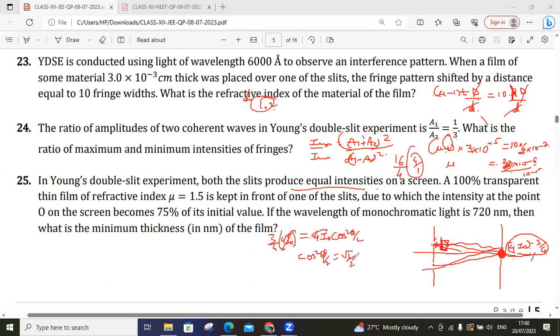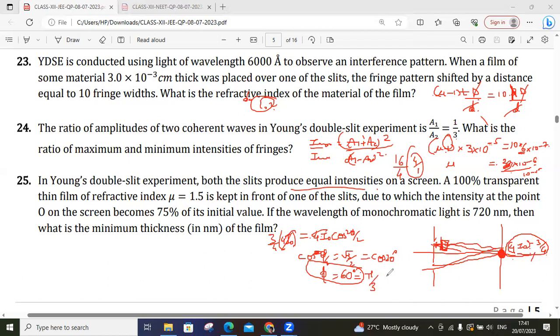So cos phi by 2 is equal to root 3 by 2. Root 3 by 2 is cos 30, right? So phi by 2 is 30, phi is equal to 60 degree, correct? So phase difference of 60 degree has come. 60 degree is pi by 3. So phase difference of pi by 3 has come.